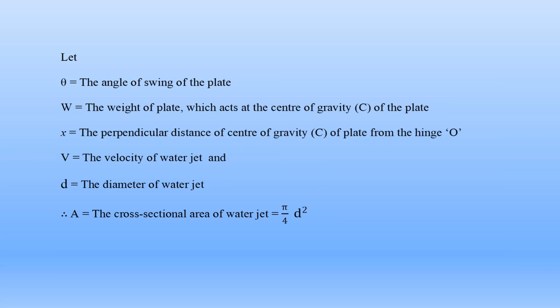So in this discussion, we consider theta is the angle of deflection of the metal plate. W is the weight of the metal plate. X is the distance from the hinge point O to the center of the metal plate C. V is the velocity of the water jet, and D is the diameter of the water jet. So the area of the water jet is pi by 4 into d square.